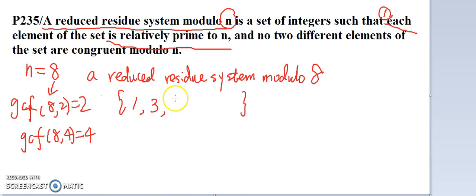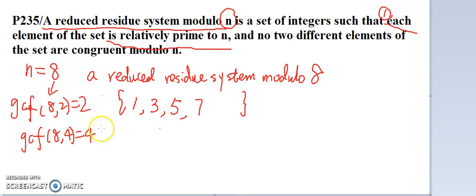And the next one is 5. The greatest common factor of 8 and 5 is also equal to 1. And next we check 6, and the greatest common factor of 6 and 8 is 2, so we cannot put it in there. But 7, the greatest common factor of 7 and 8 is 1. We can check 8, but the greatest common factor of 8 and 8 is also 8, so that's not going to be in here.